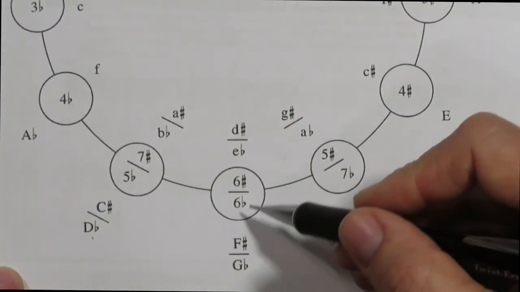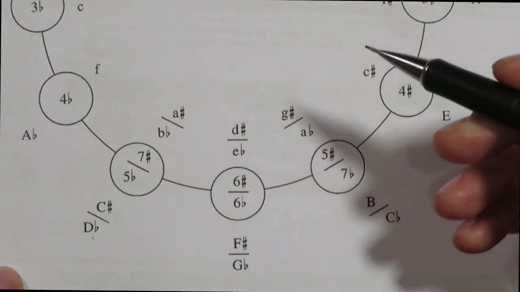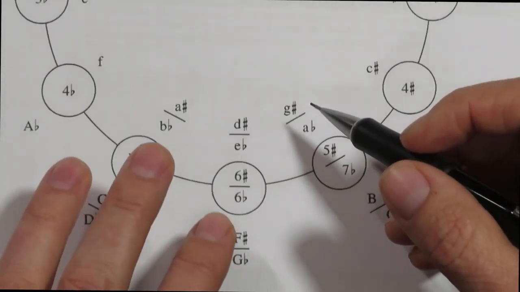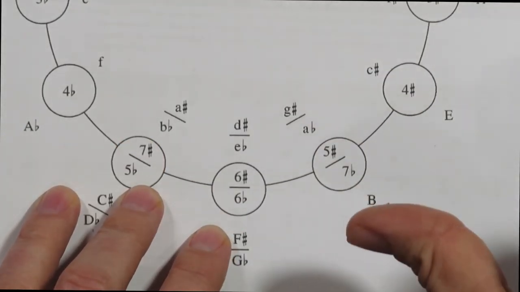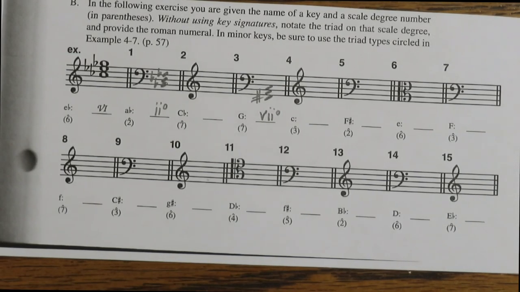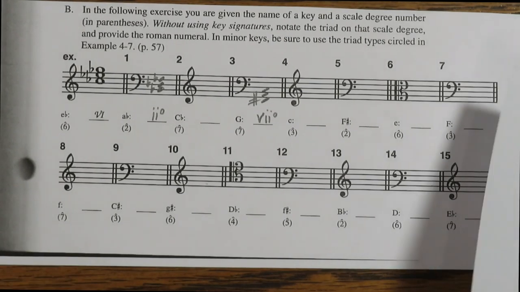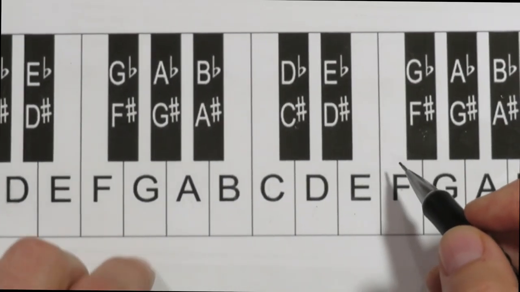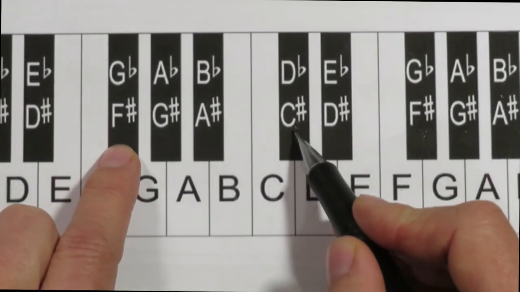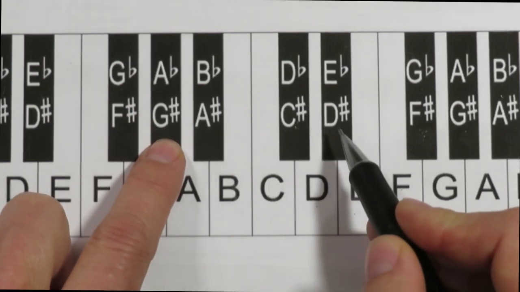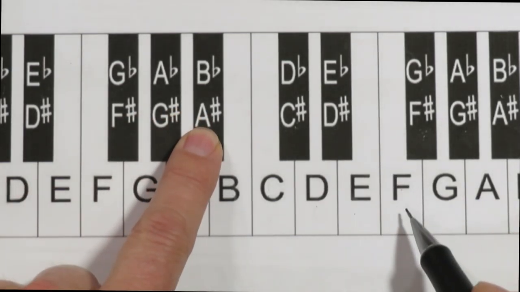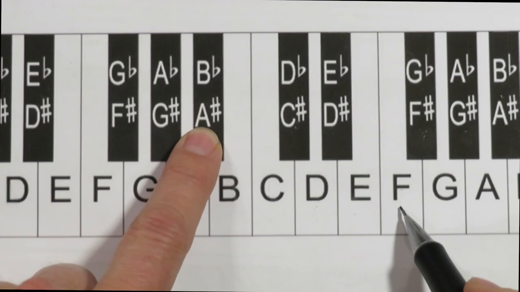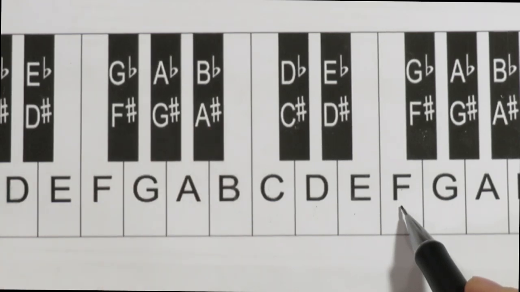F sharp major has six sharps. Okay, so we'll have the F, C, G, D, A, E. F sharp major: F, C, G, D, A, and E sharp. Okay. Now, we want to build a two chord.